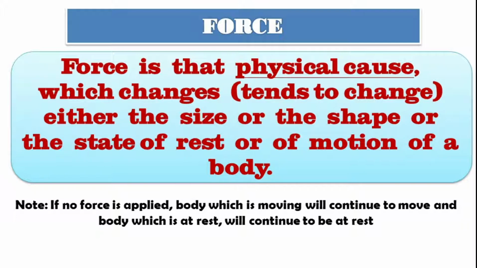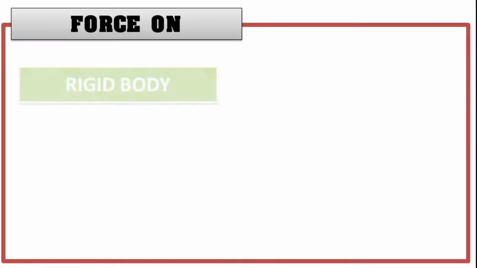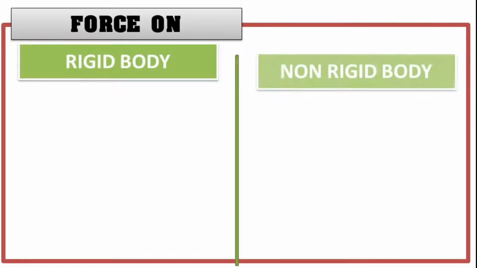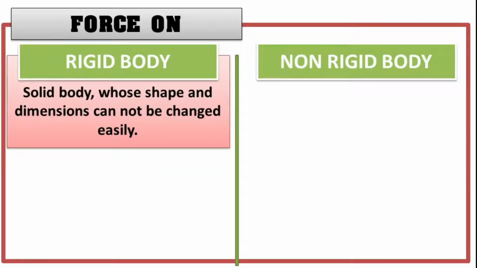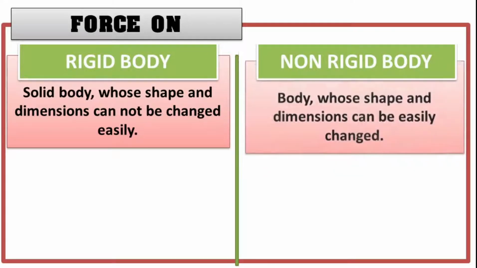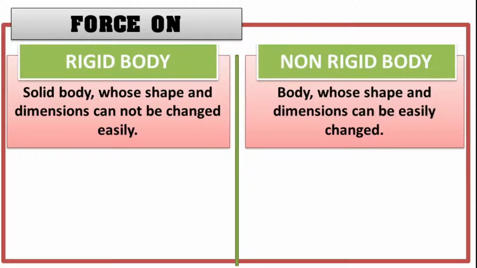Now the question is, what happens when force is applied on a rigid and a non-rigid body? What is a rigid body and a non-rigid body? A rigid body is a solid body whose shape and dimensions cannot be changed easily. For example, a table, a chair, stone, wood, etc. A non-rigid body is a body whose shape can be easily changed.